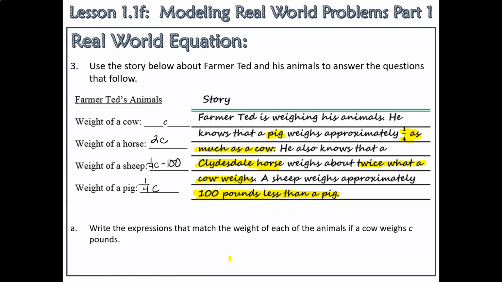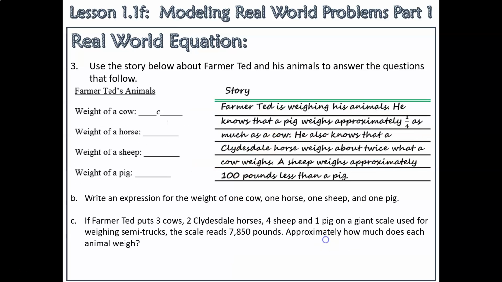Okay, part A says write the expression that matches the weight of each of the animals. So we already did that. We filled that in. So let's go to part B. Let me fill all of this in so we don't lose track of this. So the sheep is 1/4 C minus 100, and the pig is just 1/4 C. All right, so let's look at part B.